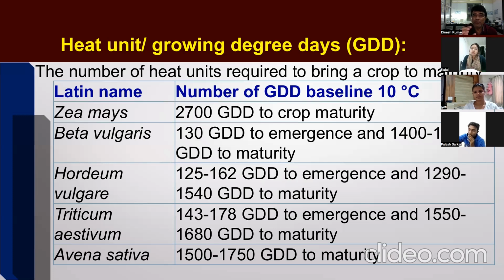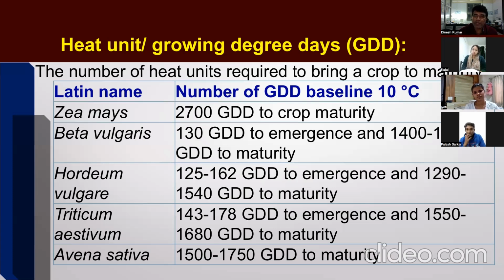150. So the plant will mature in 150 days. If the plant is getting 20 degree heat units each day, and the total requirement is 3000, then it will mature in 150 days. But it is not that the plant will get the same heat unit every day. We need to work it out.